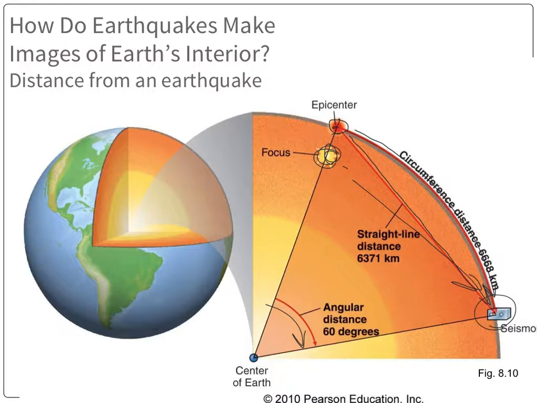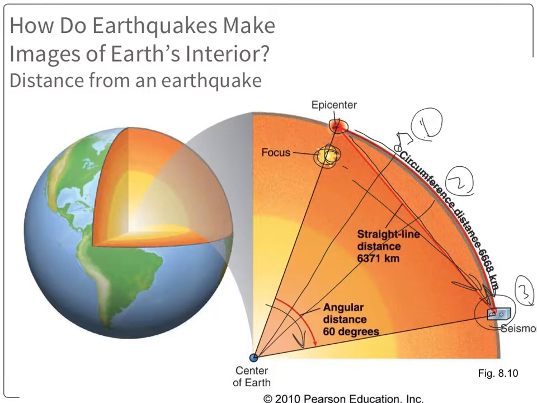So if you had three seismic stations, 1, 2 and 3 here, and 2 was twice as far away from the earthquake as 1, and it took, say, 5 minutes for the P wave to show up at station 1, how long would you expect it to take for that P wave to show up at station 2? 10 minutes. That would be your expectation. But it's not.